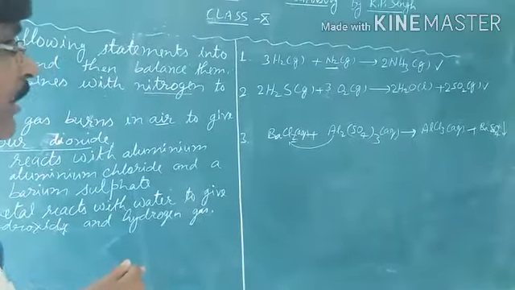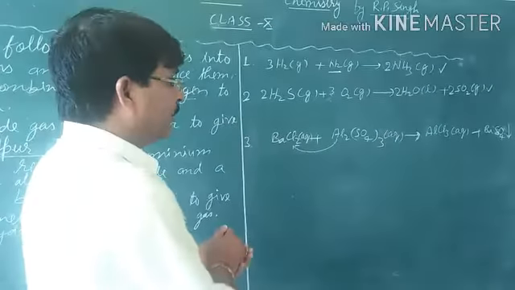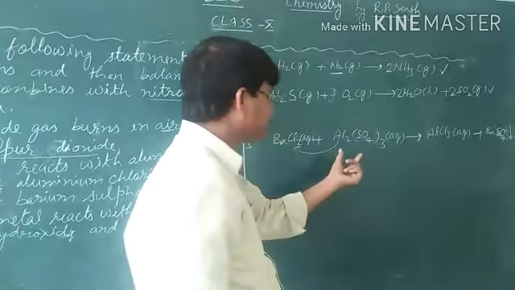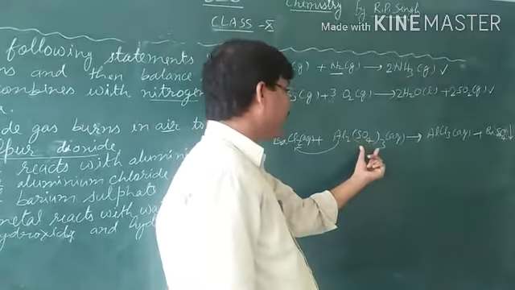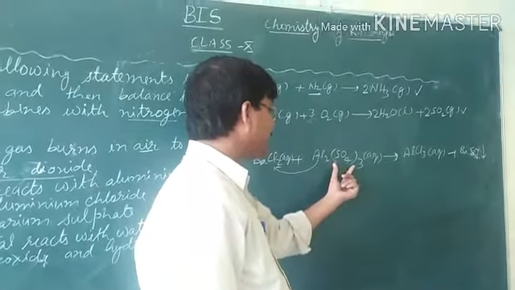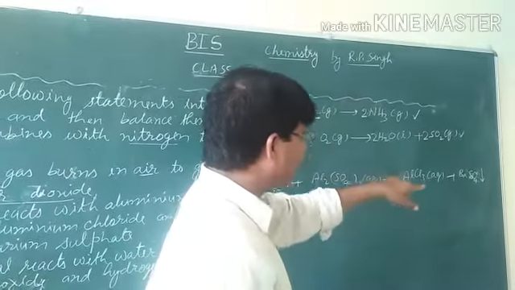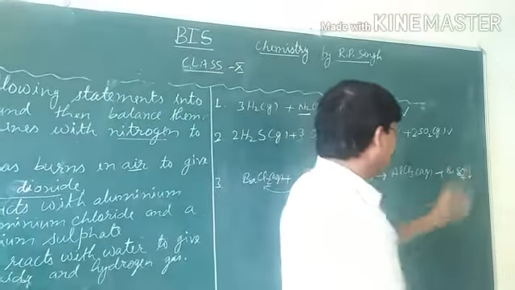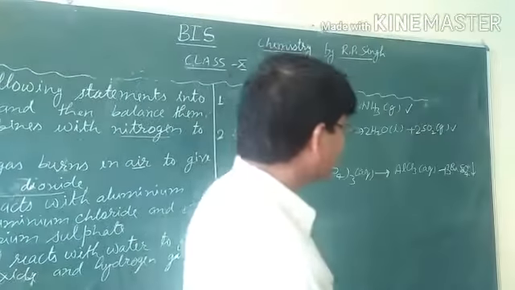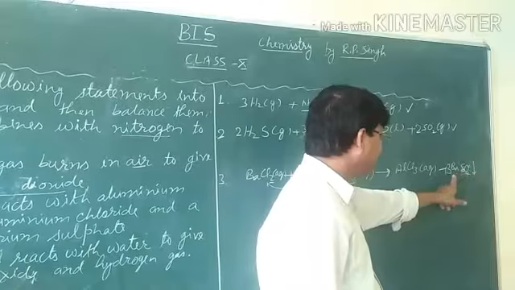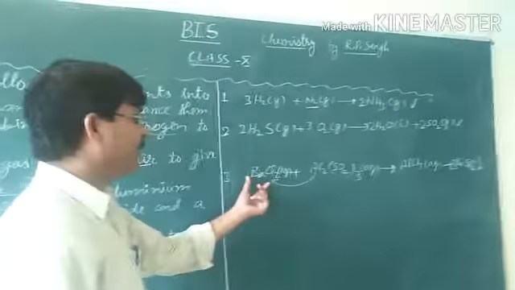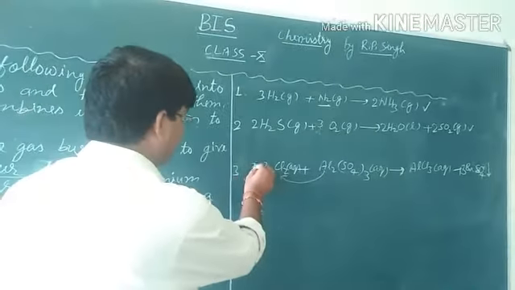Now we will balance the reaction. How? First of all, how many sulfate ions are present in this compound? The number of sulfate ions in this compound is 3. But on the product side it is only 1. So I will multiply barium sulfate by 3. Now the atoms of barium are 3, but on the reactant side it is only 1. So I will multiply barium chloride by 3.